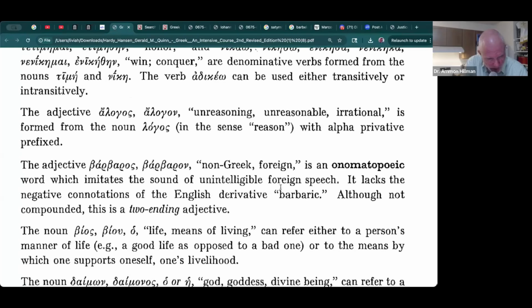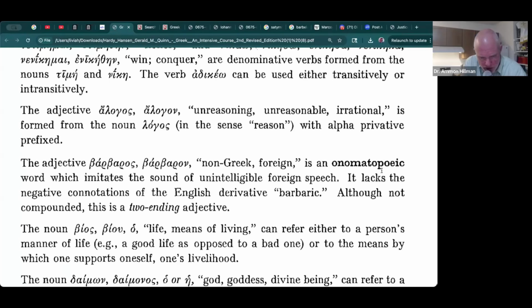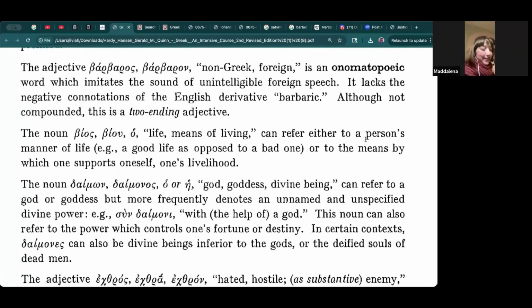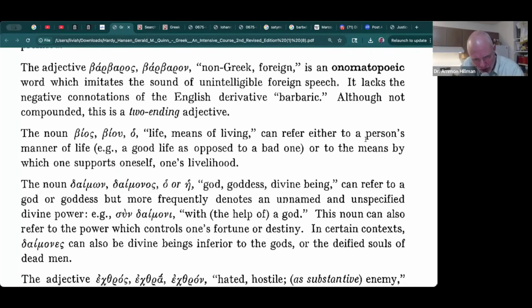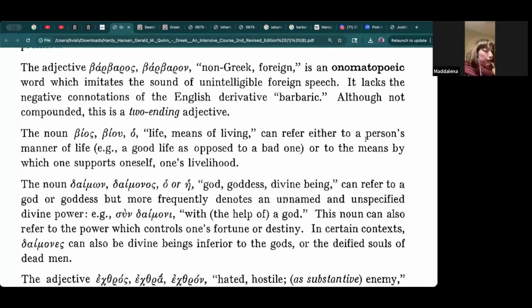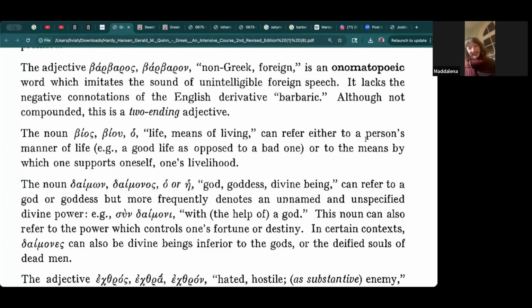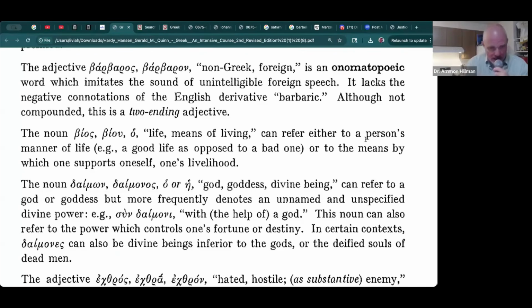There's the alpha privative mentioned in the second note there, with the alpha privative prefix. Just so you know, I'm not misleading you, look at barbaron, the barbaros. Non-Greek or foreign, an onomatopoeic word. So again, it's not me making that up. To them, it was that way because that's how it sounded to them. Brr, brr, brr.